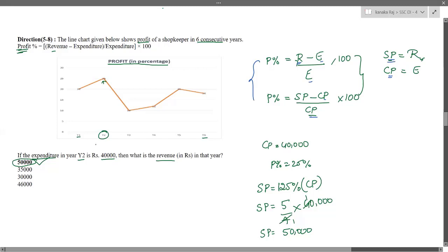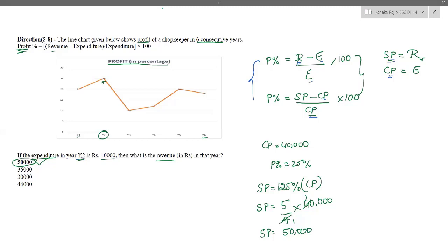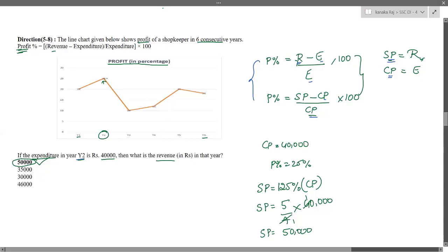So now I'm reading the question here. What do they say? The expenditure in Y2 is 40,000. As I told you, expenditure corresponds to cost price. So my cost price will be equal to 40,000. Then they're asking us to find the revenue, meaning they're asking us to find the selling price. So how do we find the selling price? We know that profit percentage is 25% in the year Y2. So profit percentage is 25%.